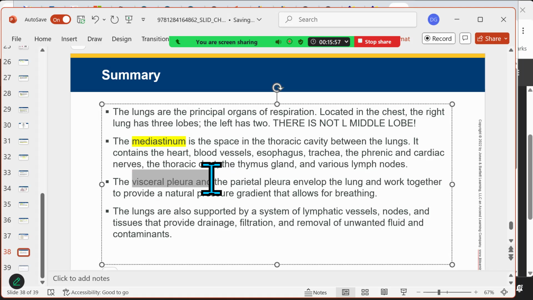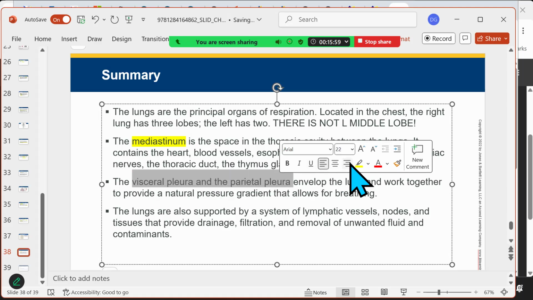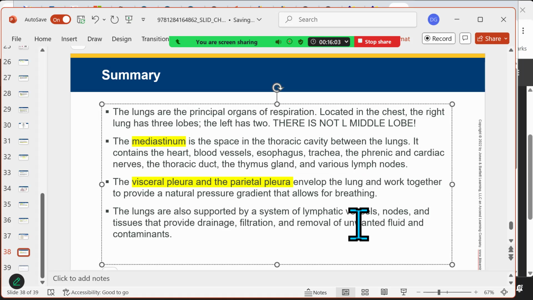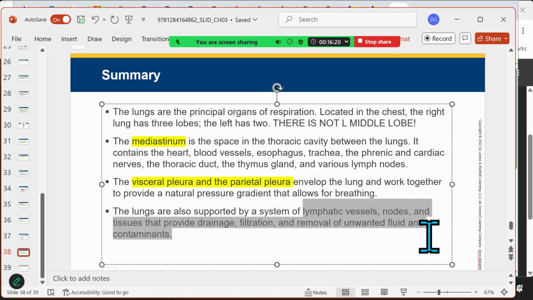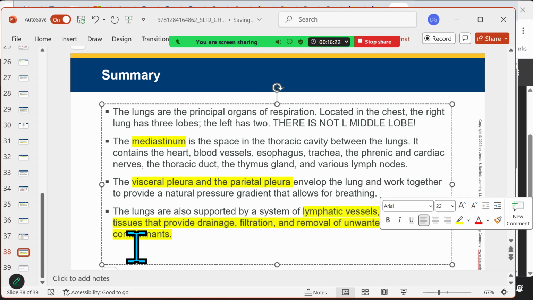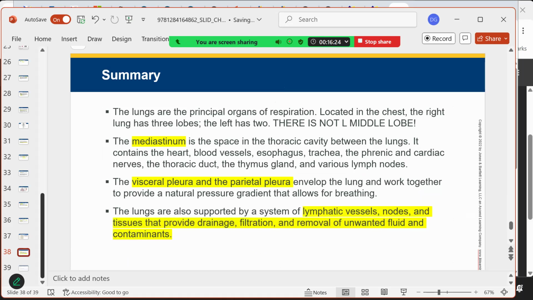Visceral and parietal pleura. The visceral is on the surface of the lung. The parietal is on the chest wall. They work together, providing a natural pressure gradient that moves air in and out of the lungs. That's breathing. And we have an elaborate system of lymphatic vessels, nodes, and tissues to provide drainage, filtration, and removal of unwanted fluid and contaminants. So there we go. You've survived chapter 3.